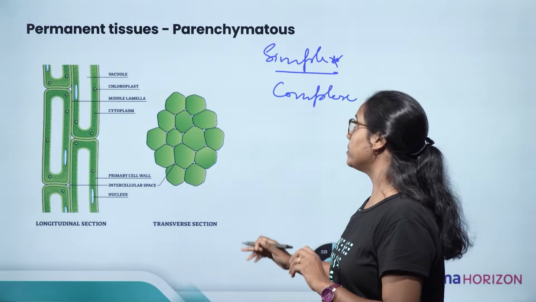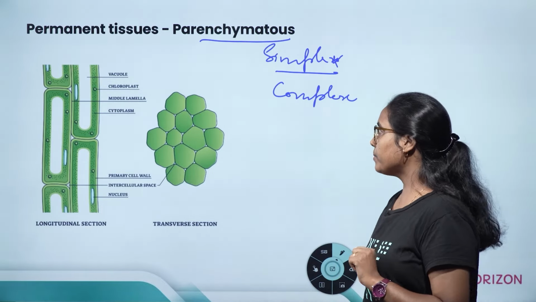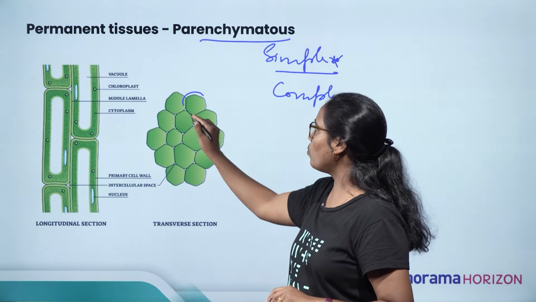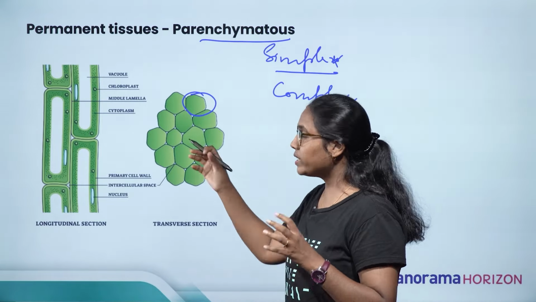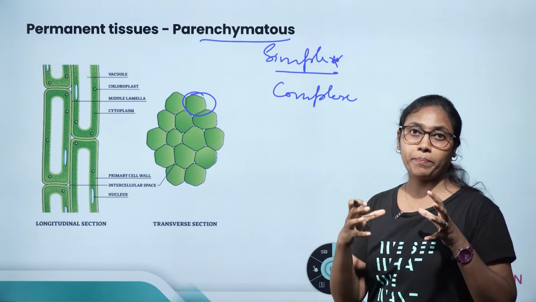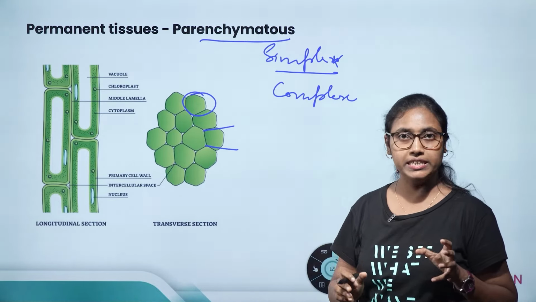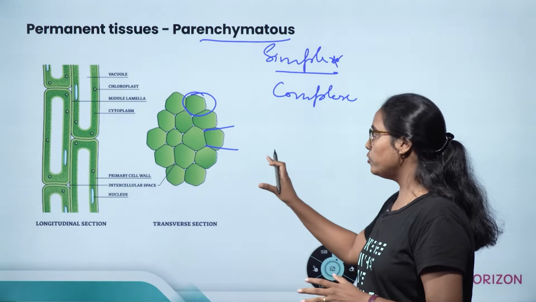The first simple permanent tissue is parenchyma tissue. If you look at the cells here, they are very thin walled. The cells are not tightly packed, they are very loosely packed. You can see here air spaces can be seen. So this shows that the cells are not tightly packed.